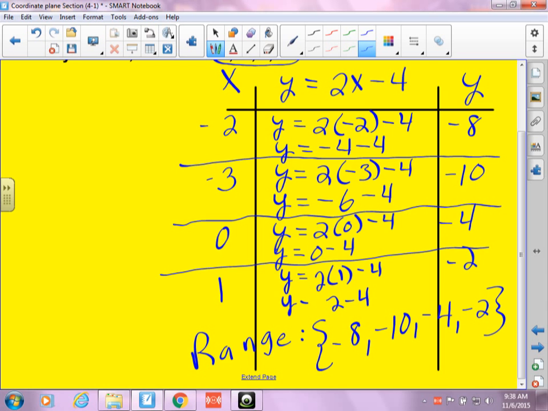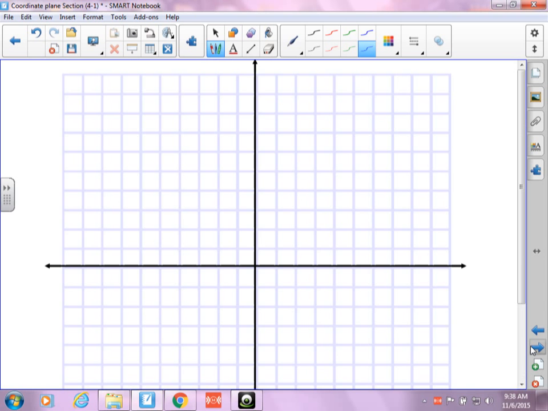Am I done? No. What's wrong? Okay, I have to graph it, don't I? All right, now, this is the joy of the H table. Do you see the first dot says negative 2, negative 8? So I'm going to take that ordered pair and I'm going to go to my graph. I'm going to go negative 2, negative 8.